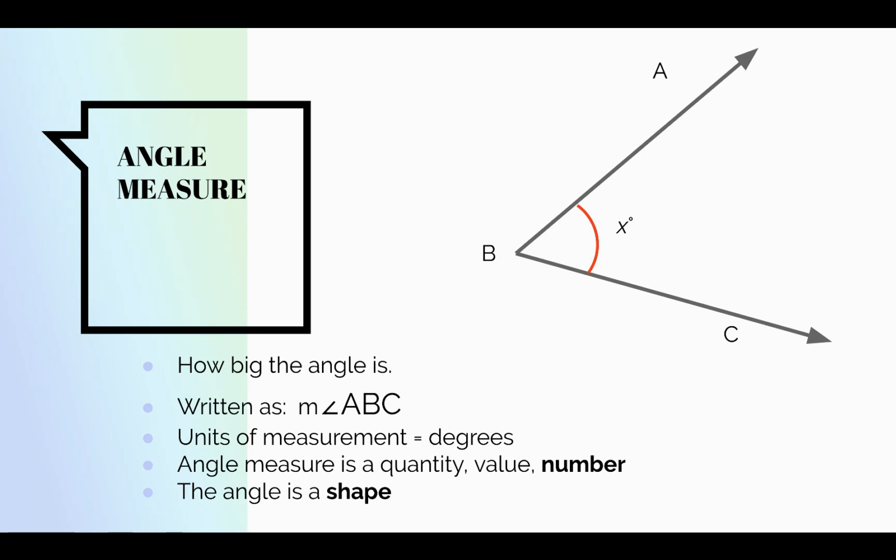Numbers can be equal. Shapes cannot be equal. Shapes can be congruent.